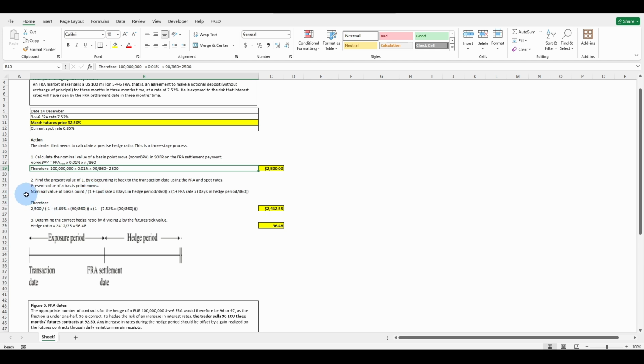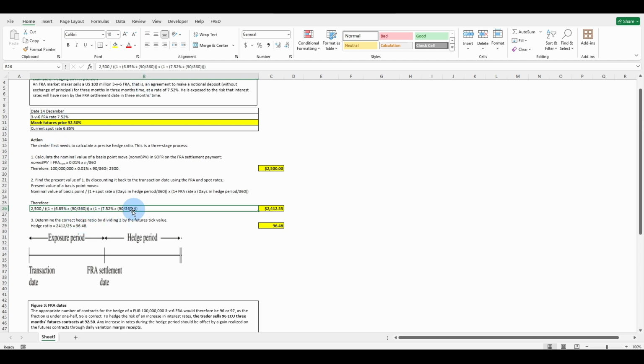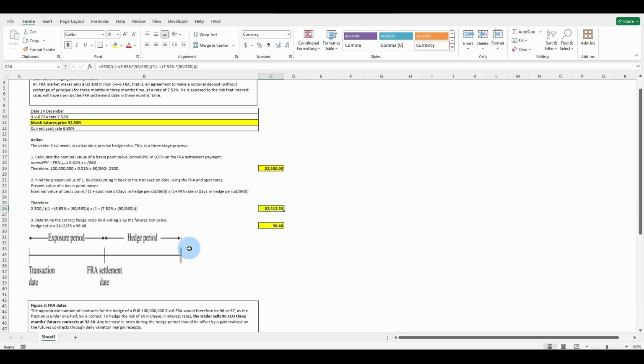Second, find the present value of a basis point move by discounting it back to the transaction date using the FRA and spot rates. Present value of a basis point move equals the nominal value of a basis point, divided by 1 plus spot rate times days in hedge period divided by 360, times 1 plus forward rate times days in hedge period divided by 360. So we have this 2,500, that's the notional. 1 plus the 6.85, times 3 divided by 360, times 1 plus the 7.52, times the trade period, which gives 24.215.